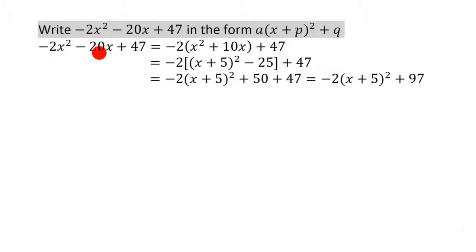So I'm going to do that by factorizing out the minus 2. So that minus 2x squared minus 20x becomes minus 2 brackets x squared plus 10x close bracket. And then you just complete the square for this. This plus 47 is still hanging on the outside, by the way, and you complete the square for this as usual. So how do you normally complete the square?